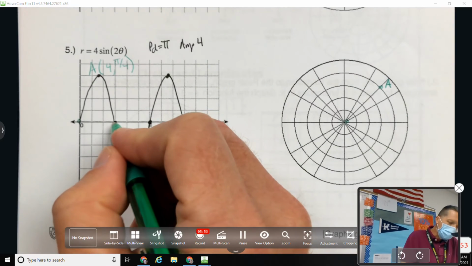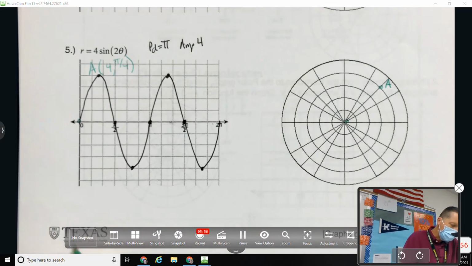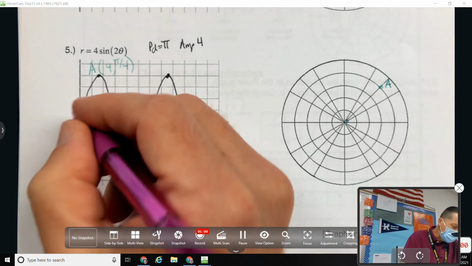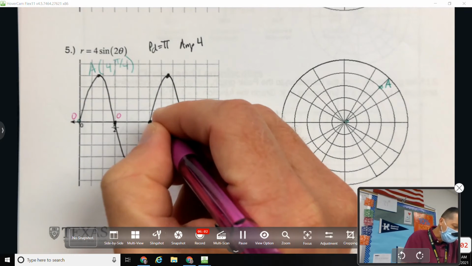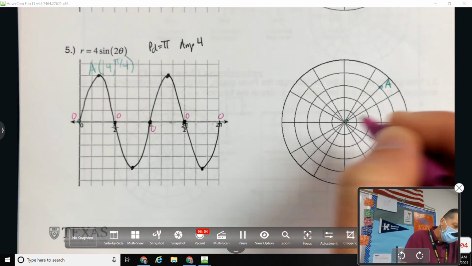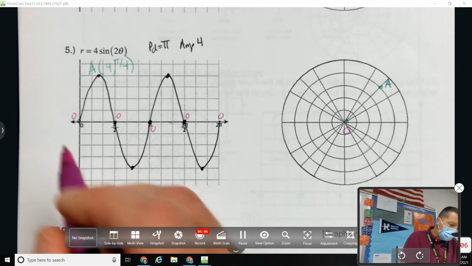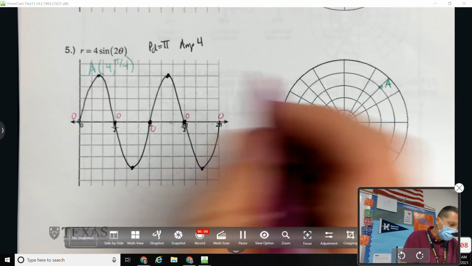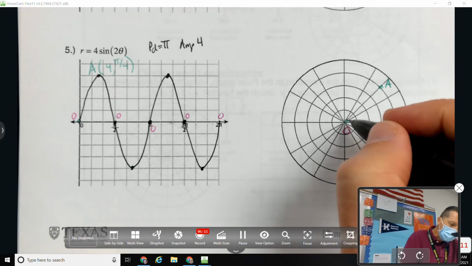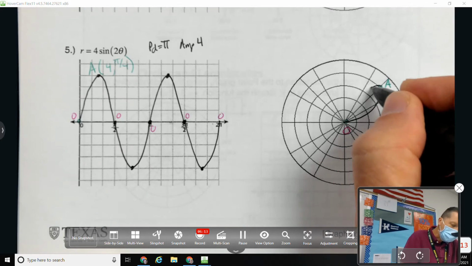At pi over 2, we're going to be back to 0. How can I label all of those zeros? I'll just label them all 0. How about that? Because that's the origin. So we'll start at the origin, we'll go out to A, and then come back to the origin as we rotate around.